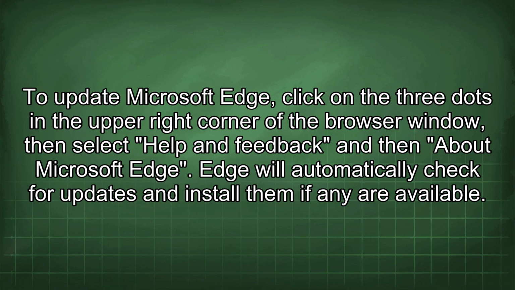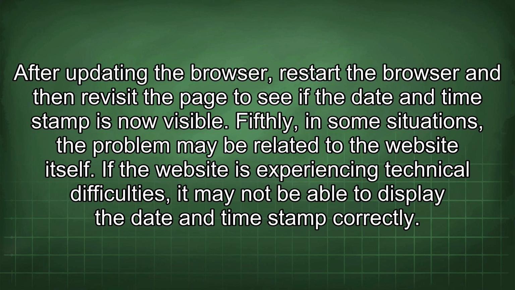To update Microsoft Edge, click on the three dots in the upper right corner of the browser window, then select Help and Feedback and then About Microsoft Edge. Edge will automatically check for updates and install them if any are available. After updating the browser, restart the browser and then revisit the page to see if the date and timestamp is now visible. Fifthly, in some situations, the problem may be related to the website itself.